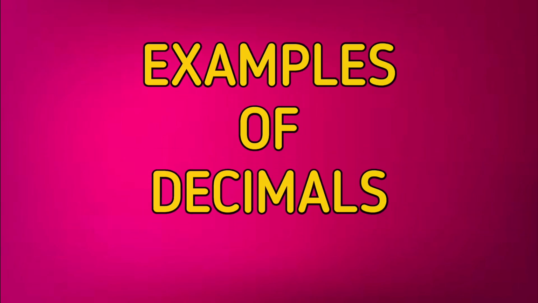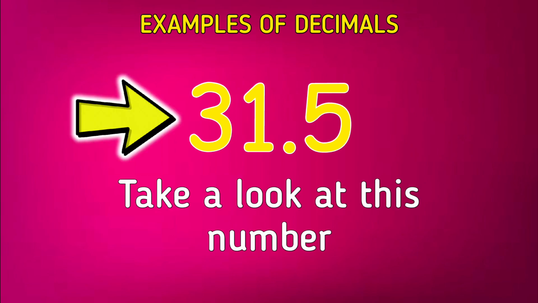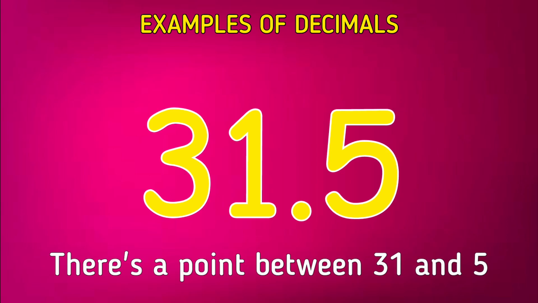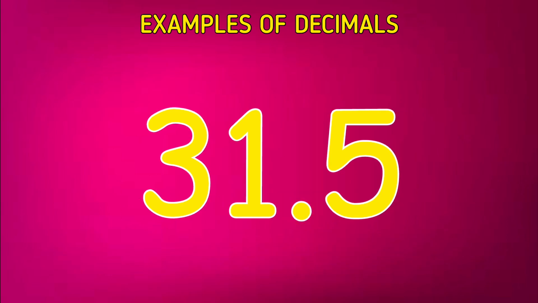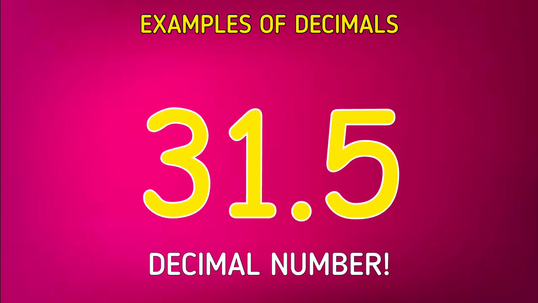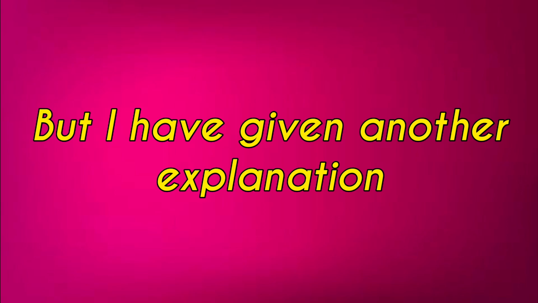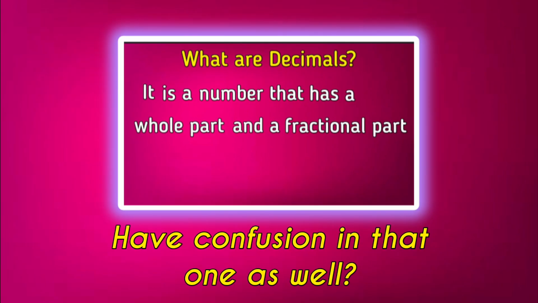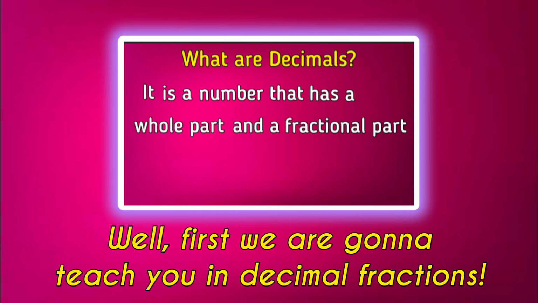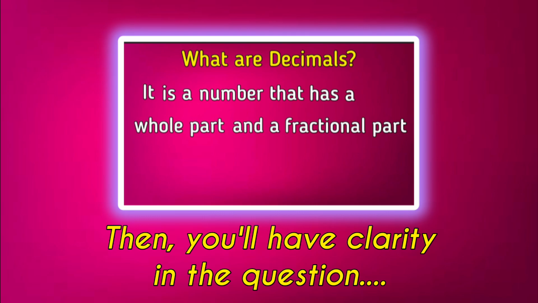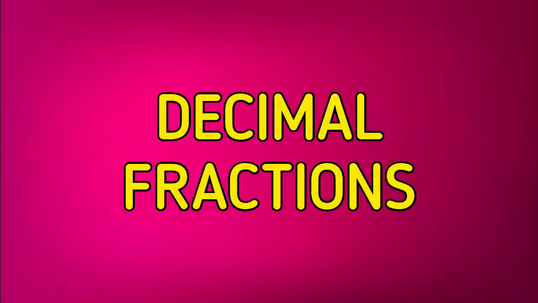Examples of decimal. Take a look at this number. It is 31.5. As you know, there is a point between 31 and 5. Whenever we see a point, we will come to know that it's a decimal number. Easy, isn't it? But I have given another explanation. Yep, that one. Have confusion in that one as well? Well, first we are going to teach you decimal fractions. Then you will have clarity in the question. Let's find out. Decimal fractions.